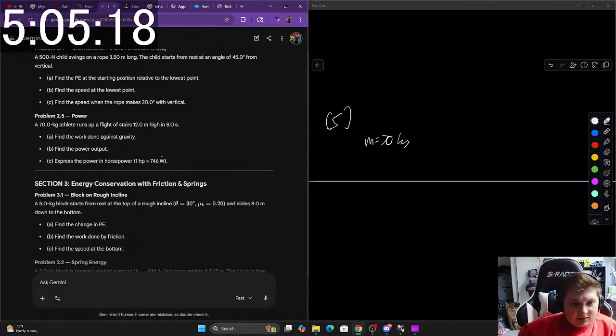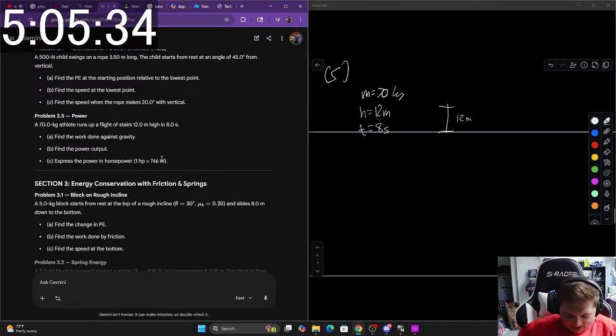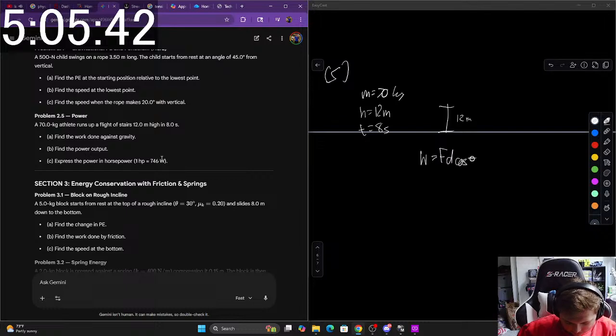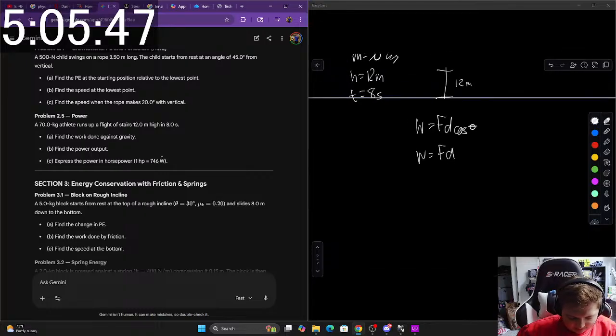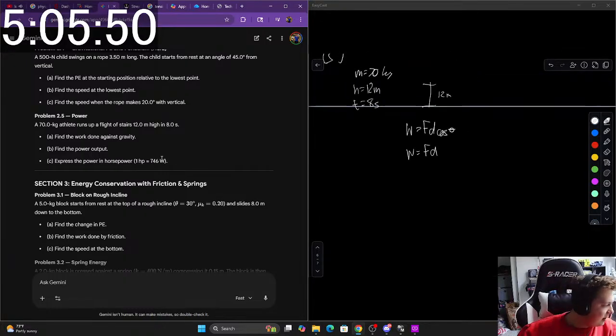70 kilogram, runs up a flight of stairs, 12 meters high, in 8 seconds. Find the work done against gravity. We aren't given a cosine today, so it's just going to be work equals FD. Force is equal to MA. That's not how it's going to work.